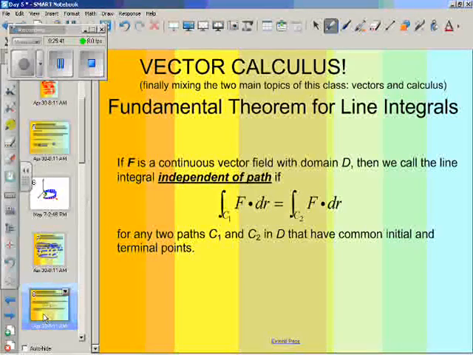Okay? So all we're saying then is that if we can come up with two paths, notice it says any two paths. So it's true for any pair of paths that go between 2 points, then we say that this vector field is independent of path. And we're going to look at different ways we can show that something's independent of path, or maybe guarantee that, on the other hand, it is not independent of path.